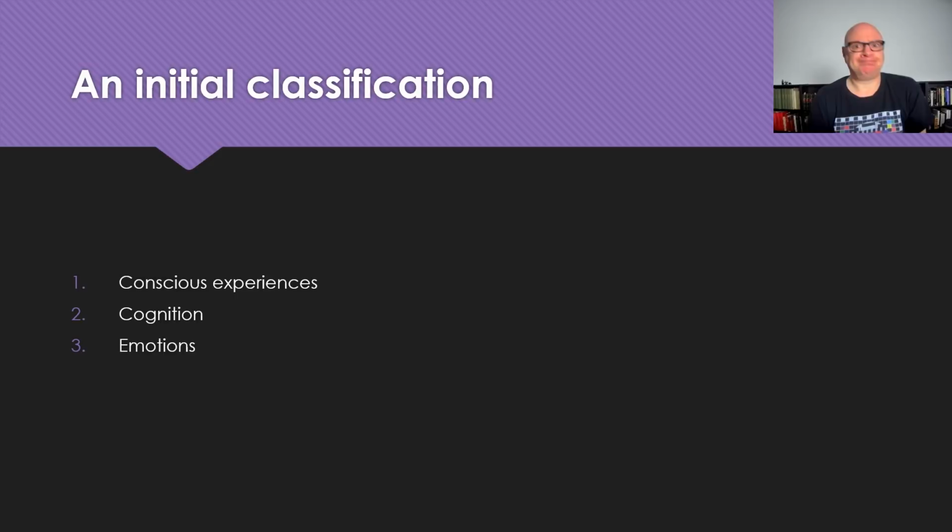We have conscious experiences, we have cognitive states, and we have emotions. So this is an initial classification. We might have to change that during the course of these lectures, and maybe if you're going to do the cognitive neuroscience track, you'll see that we have to make some adjustments later as well. But this is a classical classification of the types of mental states that together form the conscious mind. So let's look in a little bit more detail at what we mean by that. Conscious experiences, what are they?